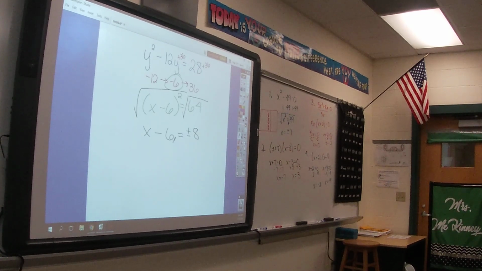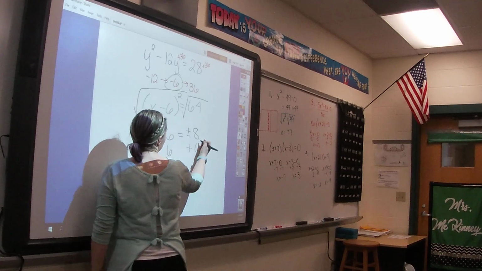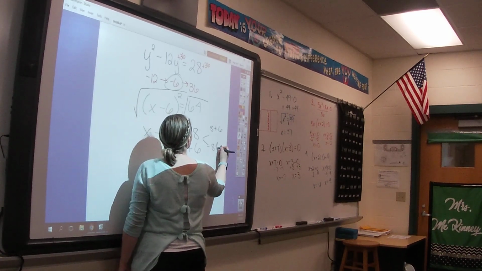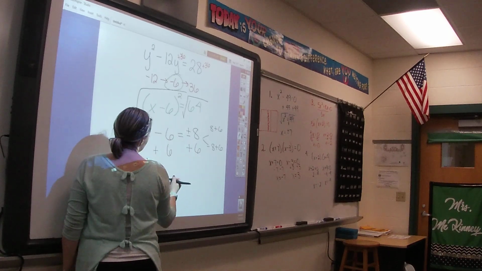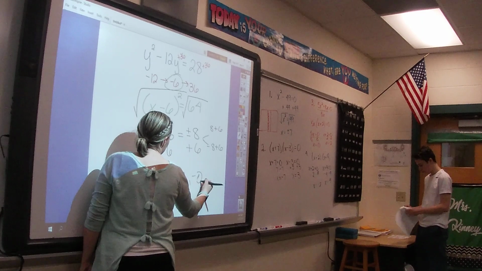Okay, then what do we do next once we are here? Consider the two options. How do we undo subtracting 6? Add 6, and then we'll consider both options. So we'll say 8 plus 6 and negative 8 plus 6. Y equals 14 and negative 2.